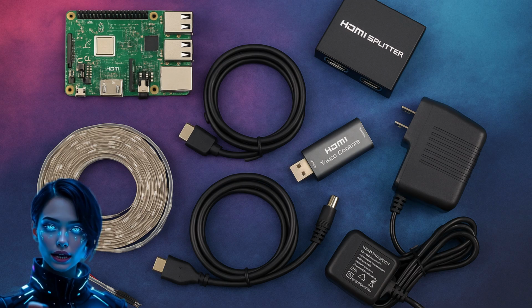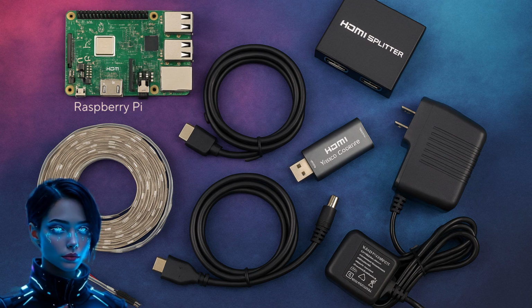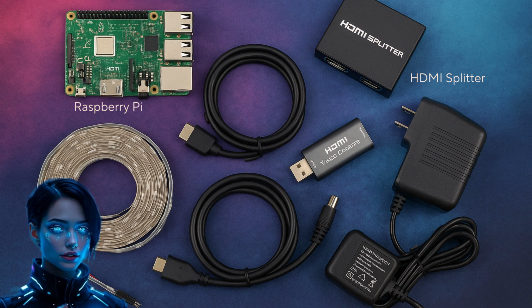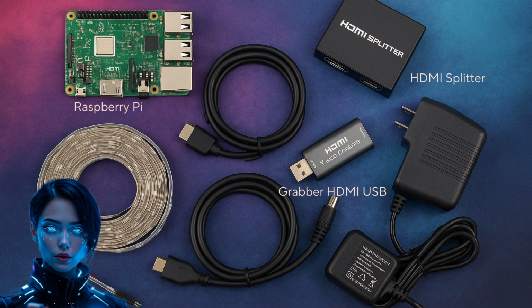Now, let's take a look at everything we need to build the system. Let's start with the basics. A Raspberry Pi 3 or 4. Then you'll need an HDMI splitter, which duplicates the video signal from the source device, sending one copy to the TV and another to the Raspberry Pi. The USB video grabber. This capture device acts as the eye of the system. It captures the colors of each frame and sends them to Hyperion.